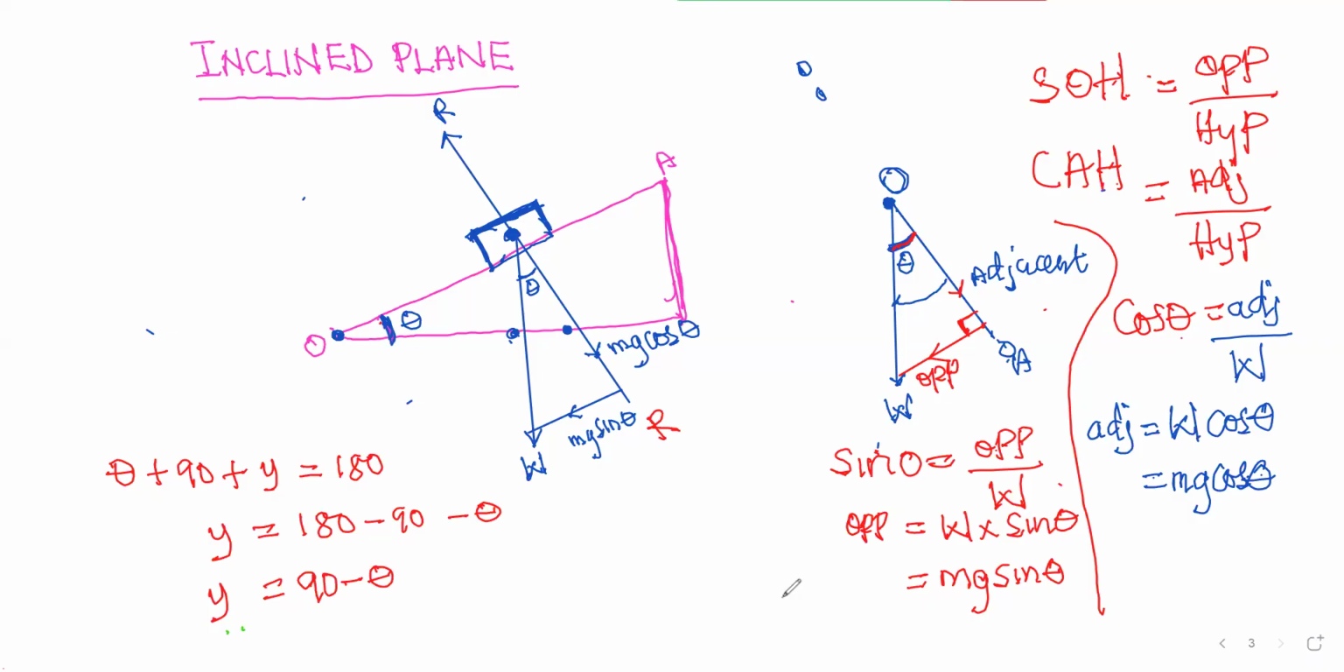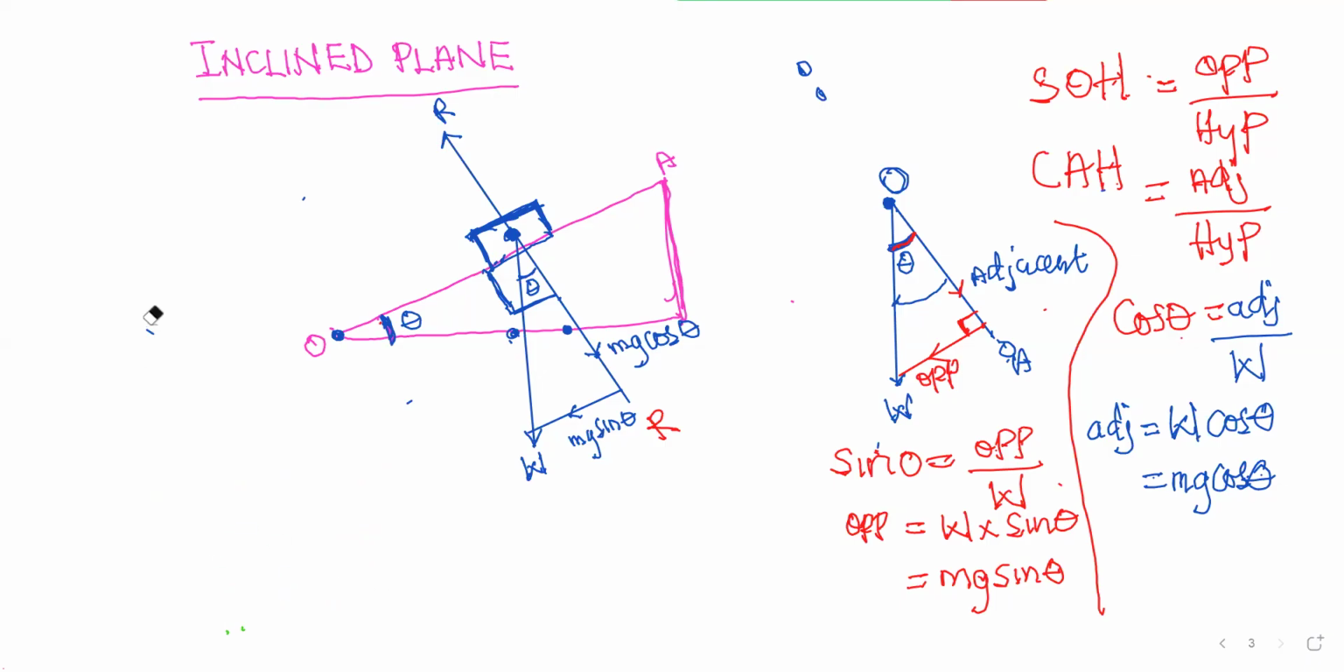Okay. So on an inclined plane, we always have a component of the weight. Okay. The mg cos theta is always perpendicular to the inclined plane. The angle between the inclined plane OA and the adjacent, we can say that the adjacent is perpendicular to the inclined plane. So please note that the mg cos theta component is always perpendicular to the inclined plane.